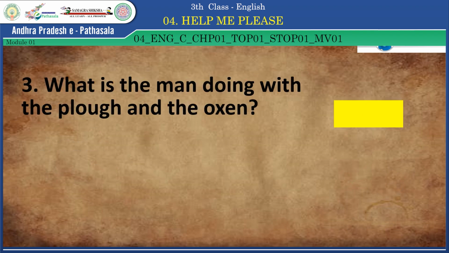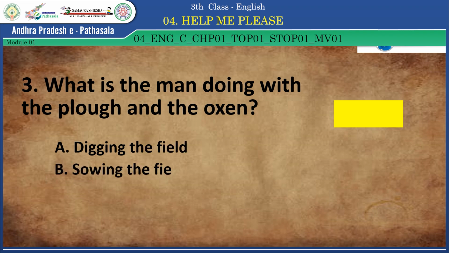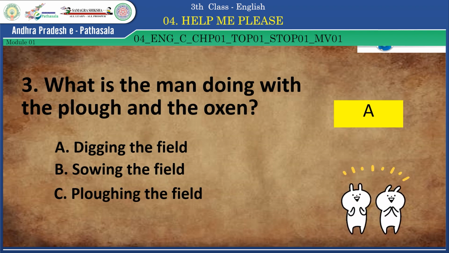What is the man doing with the plough and the oxen? A. Digging the field. B. Sowing the field. C. Ploughing the field. Yes, you are right. The answer is A. Digging the field. Well done, children.